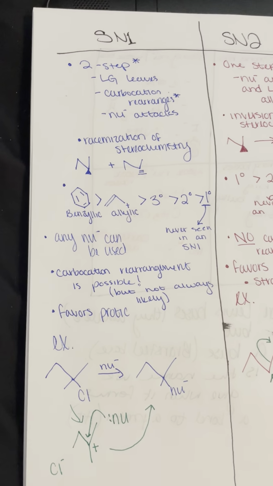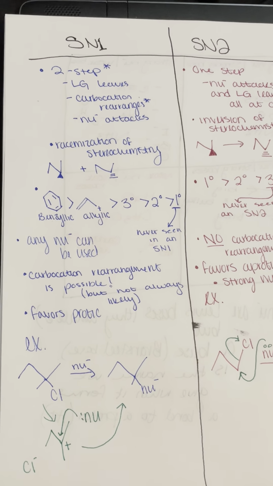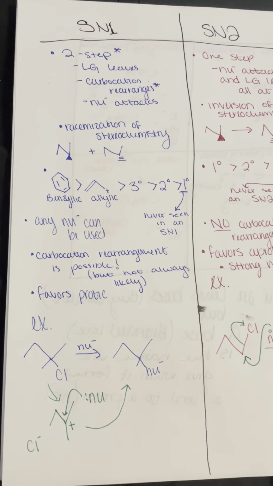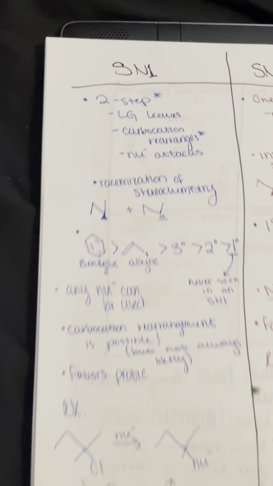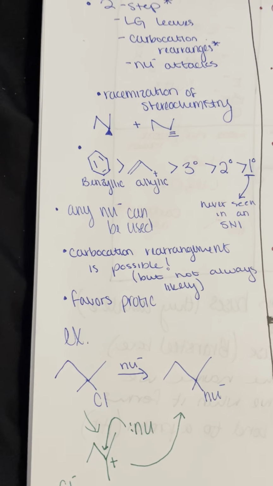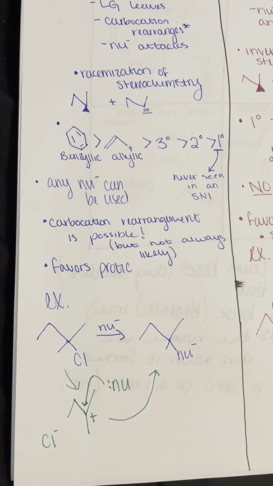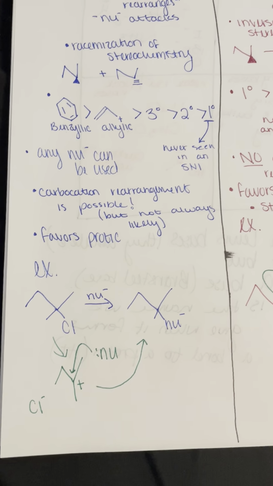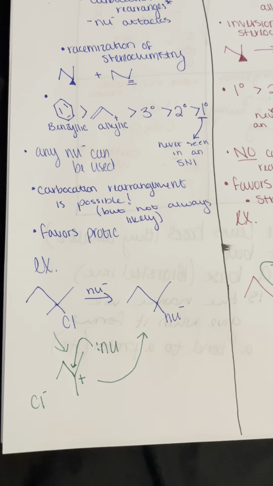In an SN1, any nucleophile can be used, even the weak ones, such as H2O, for example. Carbocation rearrangement is possible, as stated before during the two-step mechanism, but that doesn't mean that it's always likely. An SN1 mechanism favors protic solvents, my bad.